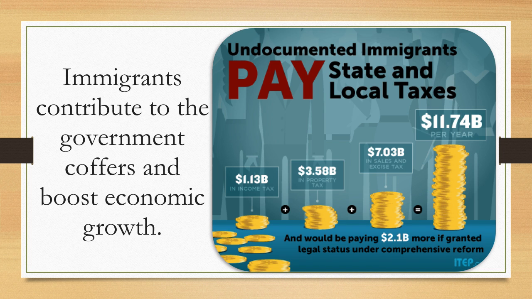In this slide, you will see a picture with some of the income, property, and sales taxes that I found. I'm not too sure what year it is, but it basically shows that 1.13 billion from immigrants contributes to the income tax, 3.58 billion to property tax, and 7.3 billion in sales and excise taxes. 11.74 billion per year is how much immigrants contribute. And if they were granted legal status, they would contribute 2.1 billion more.